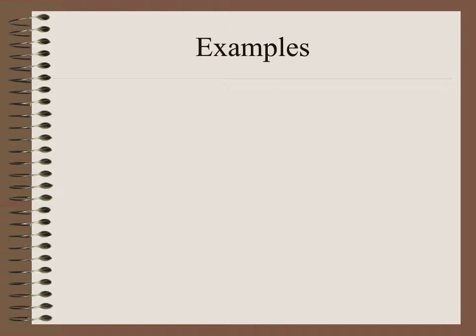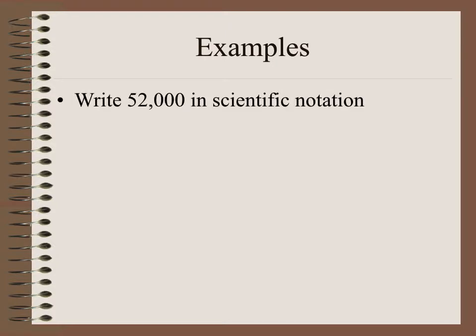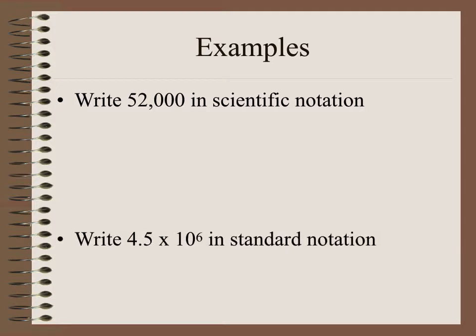Let's try some examples. We have two. One where we're going to take a number, 52,000, and write it in scientific notation, and take a number such as 4.5 times 10 to the sixth and write it in standard notation. Let's start with the first example.